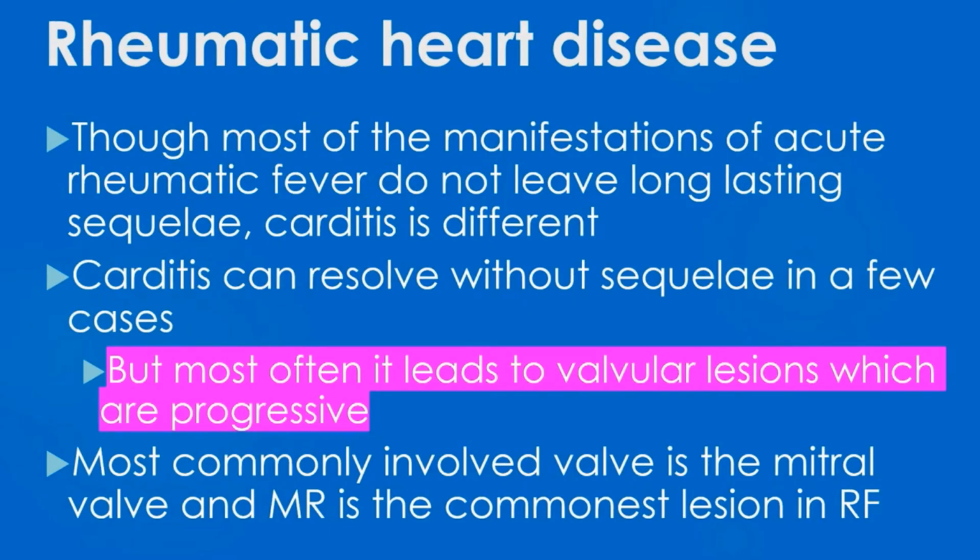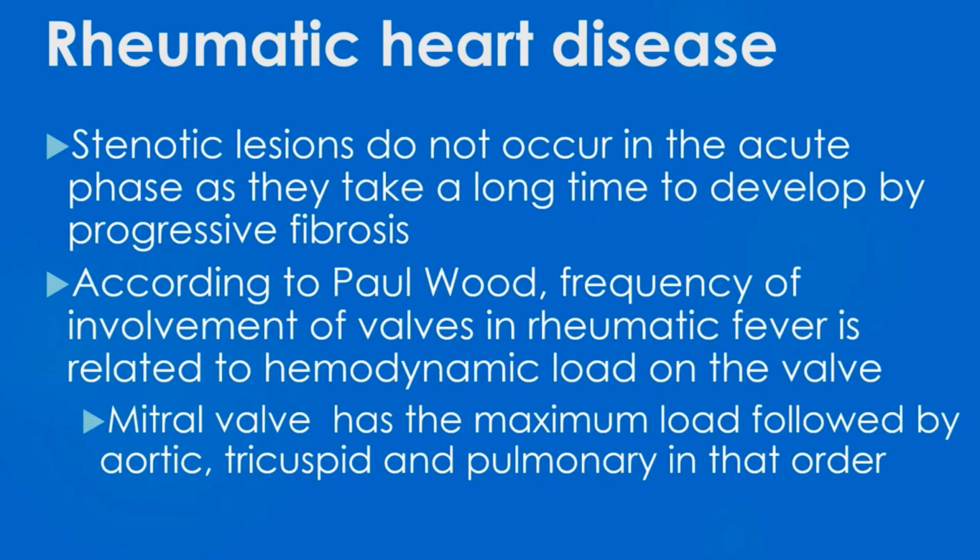Though most of the manifestations of acute rheumatic fever do not leave long-lasting sequelae, carditis is different. Carditis can resolve without sequelae in a few cases, but most often it leads to valvular lesions which are progressive. The most commonly involved valve is the mitral valve, and mitral regurgitation is the commonest lesion in acute rheumatic fever. Stenotic lesions do not occur in the acute phase as they take a long time to develop by progressive fibrosis.